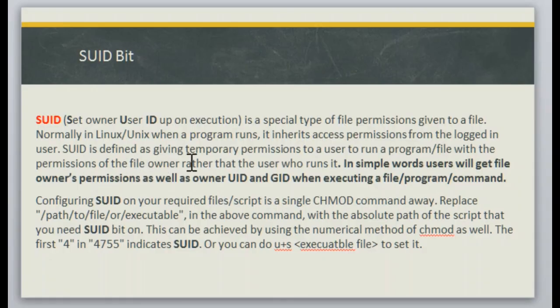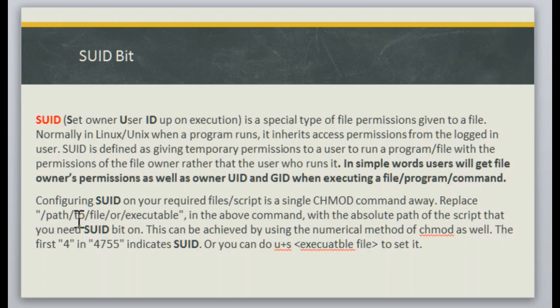The permissions of the file owner rather than the user who runs it. So guys, in simple terms, users will get file owner permissions as well as owner user ID and group ID when executing a file program command. When we set this user ID bit and you try to run a file with it set on there, you're going to inherit the owner of the file's permissions, okay?